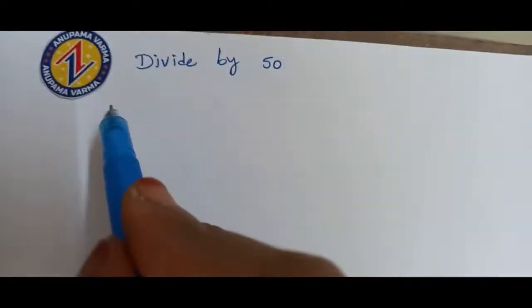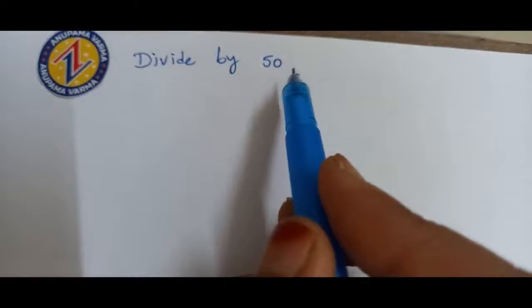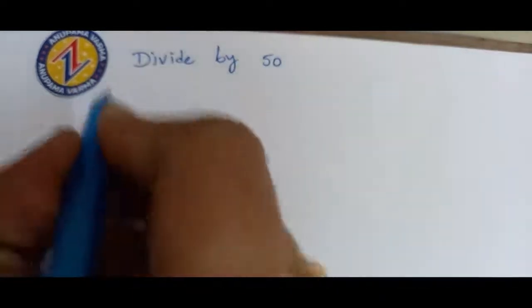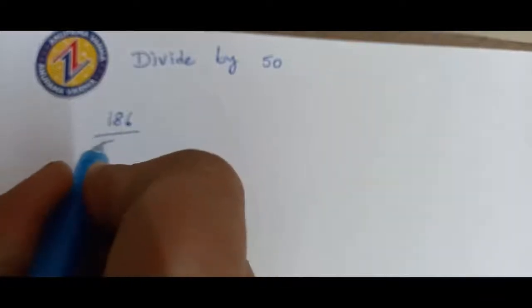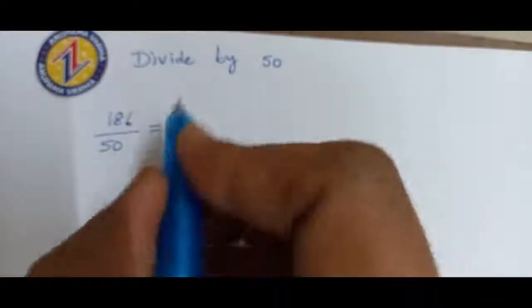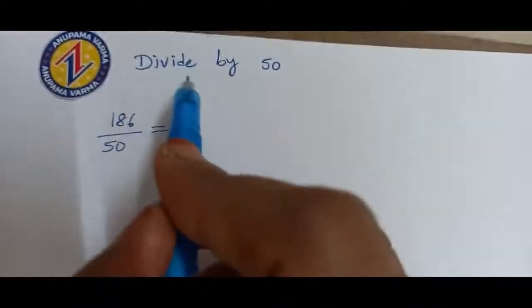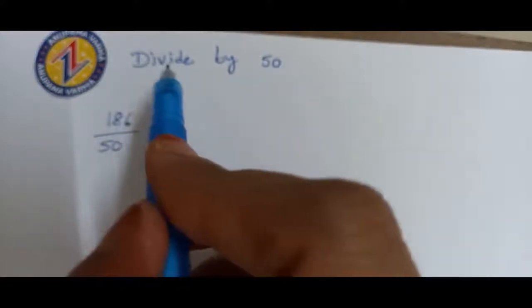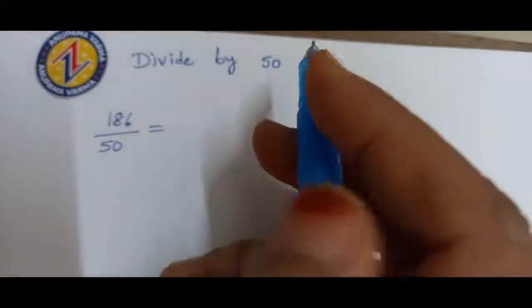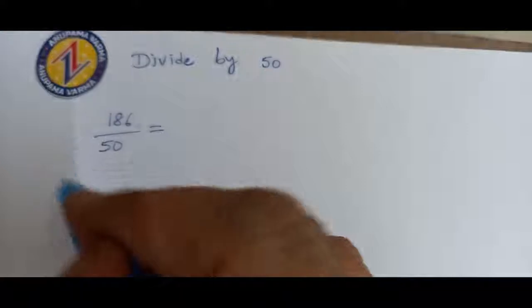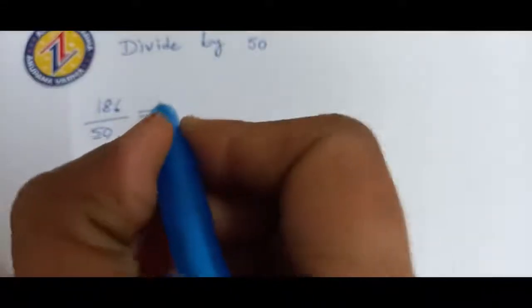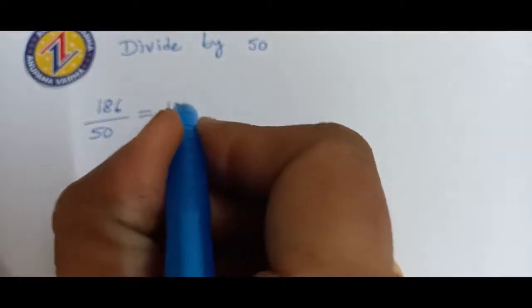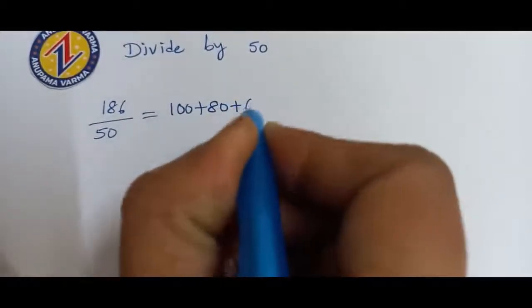Now let's see with an example, divide by 50. Okay. Let's take 186 by 50. Divide by 50 also has the same procedure as divide by 5. We need to double the whole number. Okay. Write 186 as 100 plus 80 plus 6.